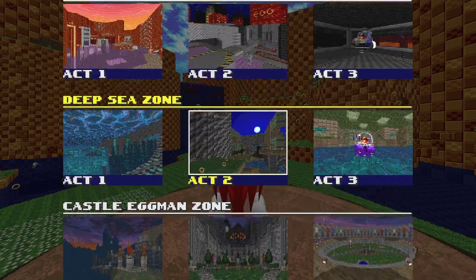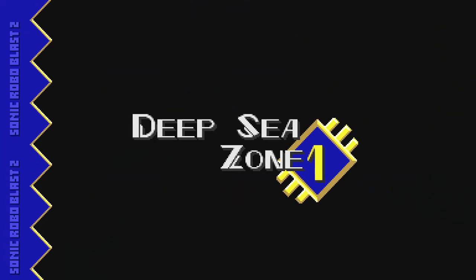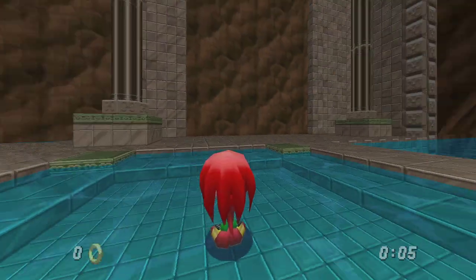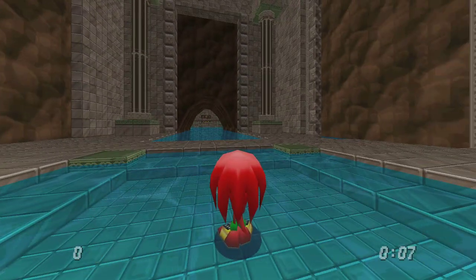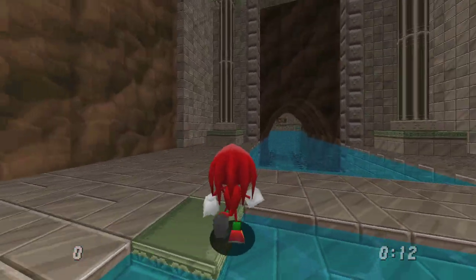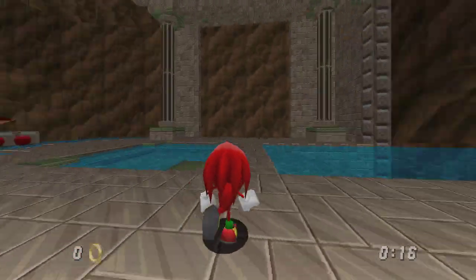So let's totally shift topics and head over to Deep Sea Zone. So let's talk about materials. What's going on with Deep Sea Zone is that it has this strong architectural texture set. Here, let me get a ring.